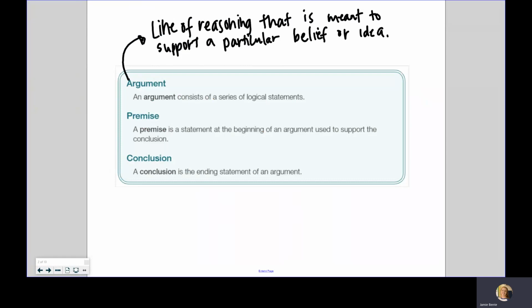An argument is made up of a premise and a conclusion. So it has two parts. The premise is also called the hypothesis, also called the assumption. And it says a premise is a statement at the beginning of an argument. All right, so the premise comes at the beginning, and it's used to support the conclusion. And a conclusion is the ending statement of an argument. All right, so the premise is the statement at the beginning of an argument that's used to support the conclusion. And the conclusion is the ending statement of an argument.